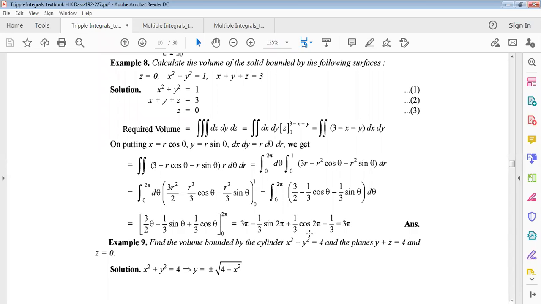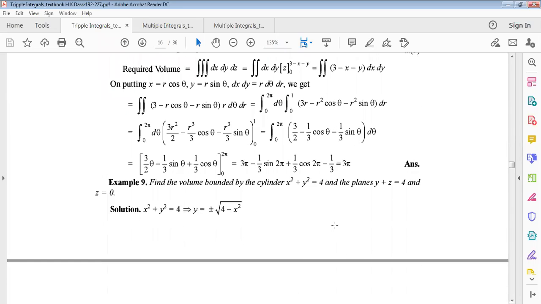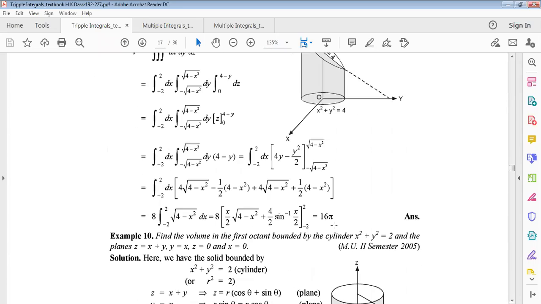Sin twice pi is 0, and cos twice pi is 1. This is why 1 by 3 and 1 by 3 cancel, and only 3 pi is the required result. So examples 7 and 9, try at home.